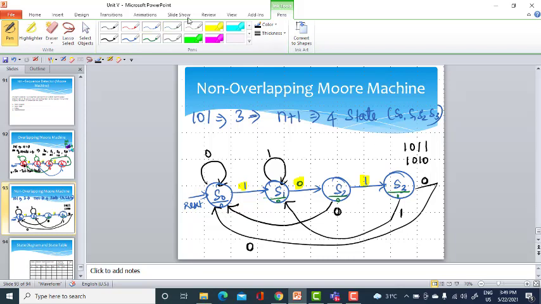Again, you are starting fresh. This bit, you are not considering the 1 from previously. You are starting fresh from the beginning when you receive 0. And when we receive 1, we are considering that we have already received 1, so we are in state S1 and then we move on. Is it okay? This is the difference between overlapping and non-overlapping.